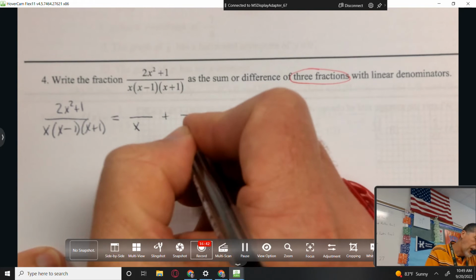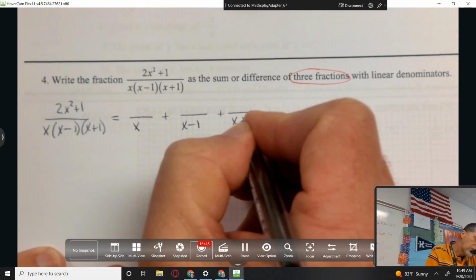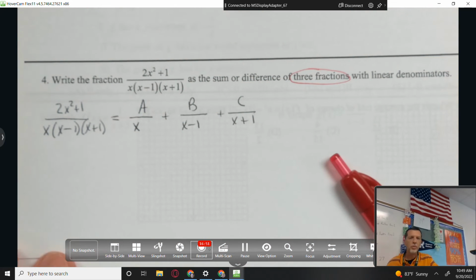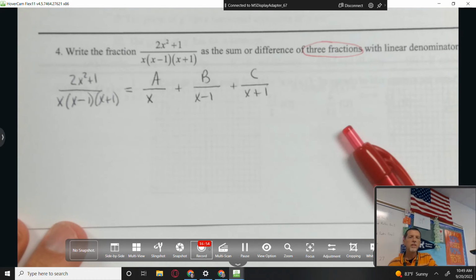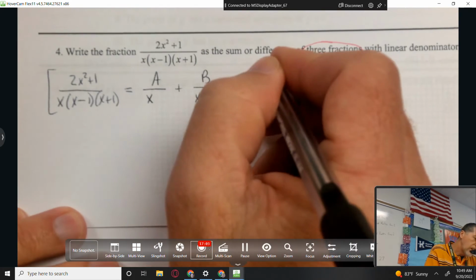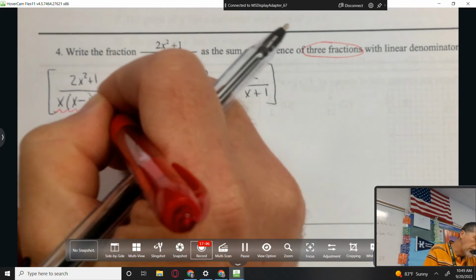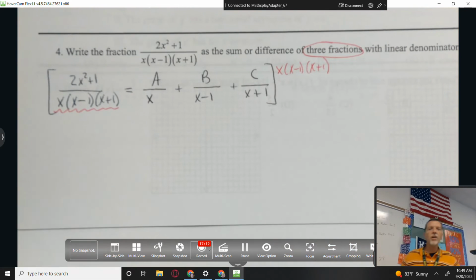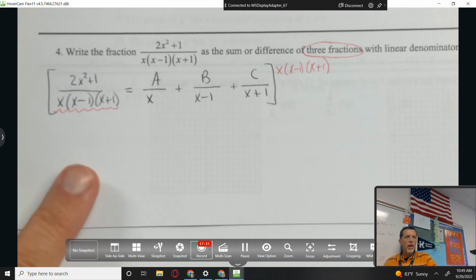x and x minus 1 and x plus 1. So I'll have an A, a B, and a C for this one. After that, the process is the same. It's going to be a little uglier because there's 3 fractions. Again, we'll multiply by that original denominator. That way we'll cancel all the denominators. A little short on space here, so I'm definitely not going to write out each term with the x minus 1 and the x plus 1 for time and space purposes.